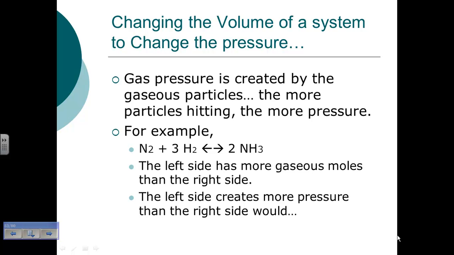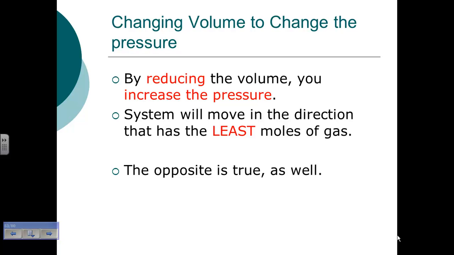So looking at the left side, since it has more gaseous moles than the right side, it would create more pressure. So if the left side of the arrow is being favored, that's higher pressure compared to the right side of the arrow, which would be lower pressure. So by manipulating volume, we can cause equilibriums to shift by favoring systems with greater or fewer gaseous moles.